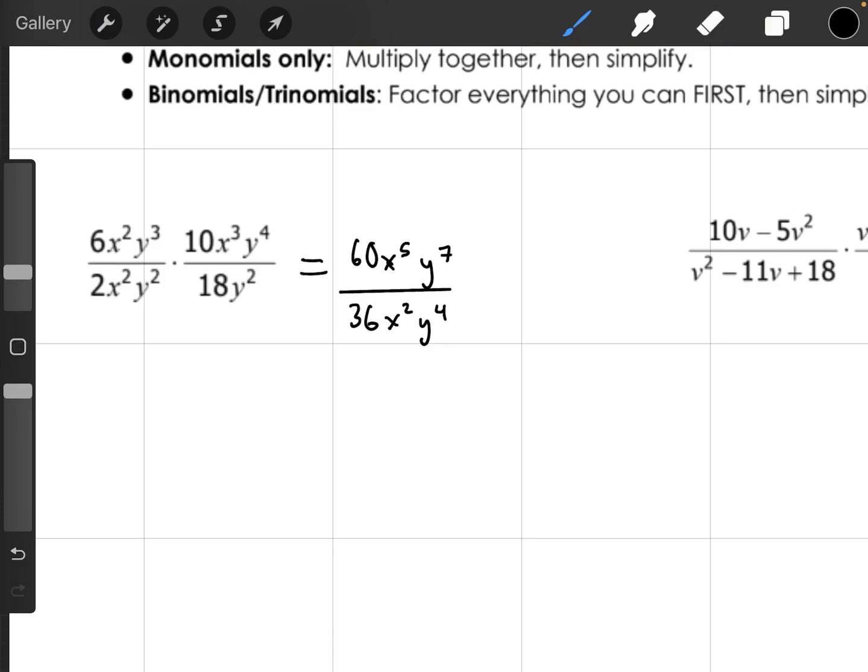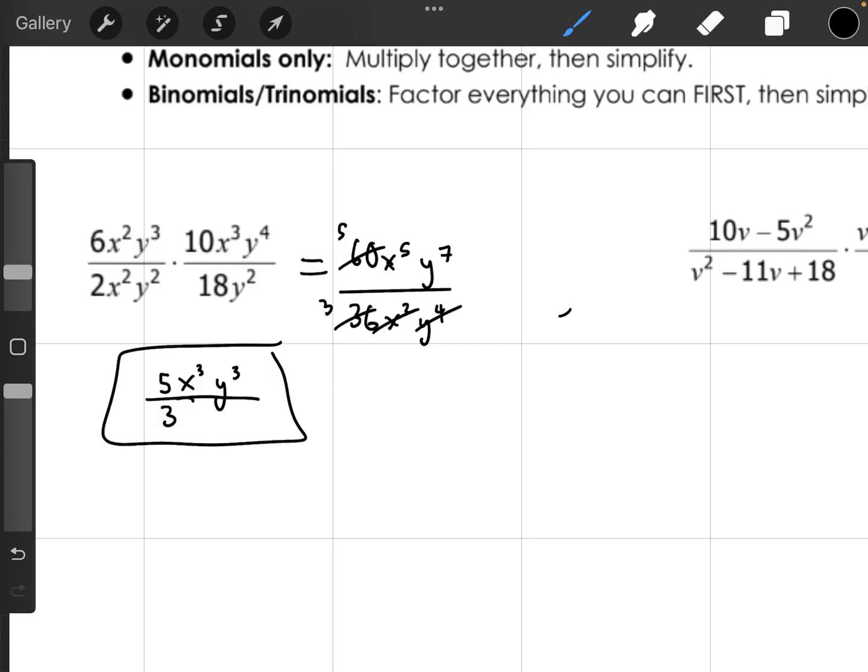So a common factor of 60 and 36 is 12. So we'll factor that out as 5 and 3. Now x squared goes into x to the power of 5 3 times, so now we have x cubed at the top. And y to the power of 4 goes into y to the power of 7 with 3 remainder. So we have y to the power of 3 up here.